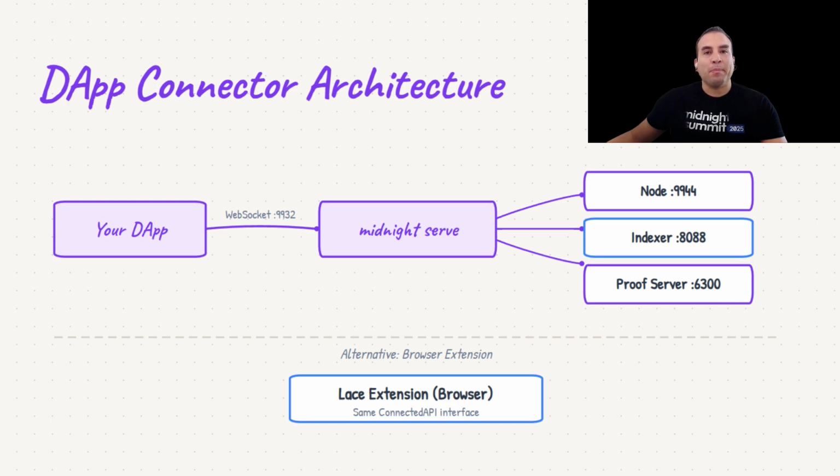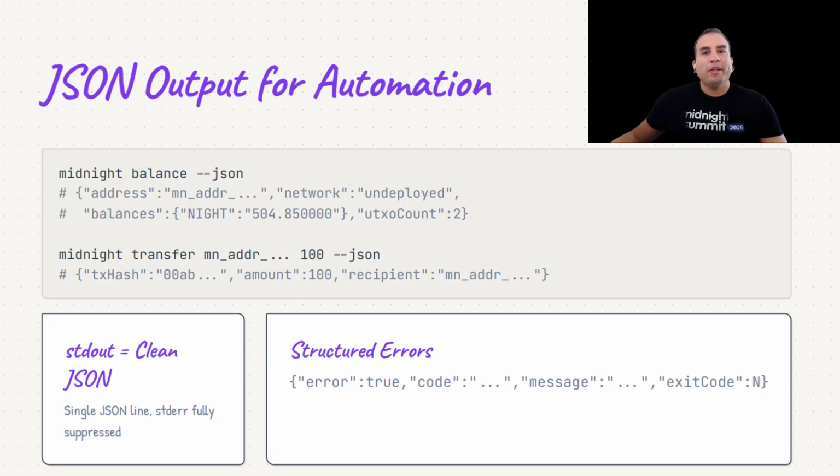And because it's running as a process on your machine, it can hold your keys and sign transactions without exposing them to the DApp. Every command in the CLI supports a JSON flag. When you use it, two things happen. First, all the human readable output goes away and stderr gets suppressed. Second, stdout gives you exactly one line of JSON. For a successful command, you get an object with ok true and a data field with whatever the result is. For errors, you get ok false, an error code and a message.